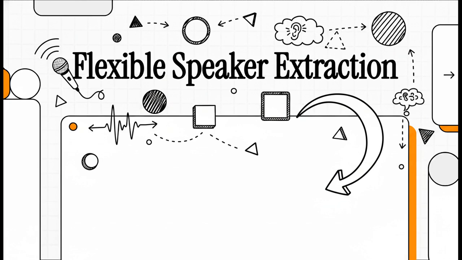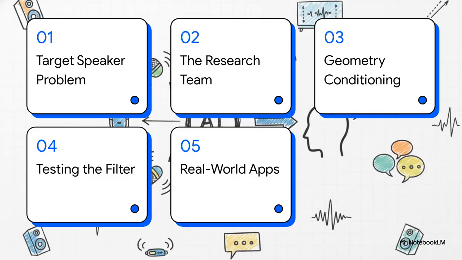It's all about making AI audio filters super flexible. See, right now, our devices are kind of rigid. They need the world to cater to their specific hardware design. This research completely flips the script. It's about building AI that actually adapts to the chaotic world around it, rather than forcing the world to adapt to the AI. Here's our quick roadmap for today.